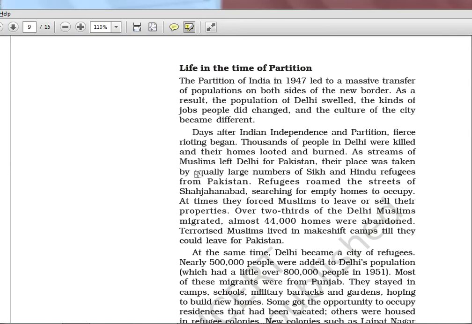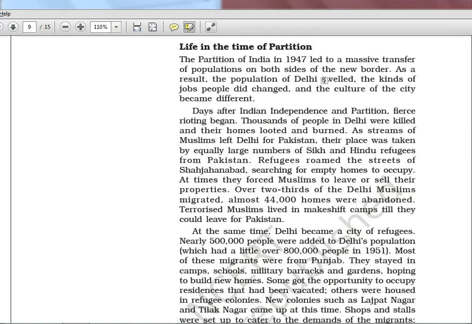Life in the time of the partition of India, 1947, after the Mountbatten Plan, the Radcliffe Boundary Commission and all. As a result, the population of Delhi swelled, the kinds of jobs people did changed, and the culture of the city became different. So it's about the change in the lifestyle and jobs of Delhi people.